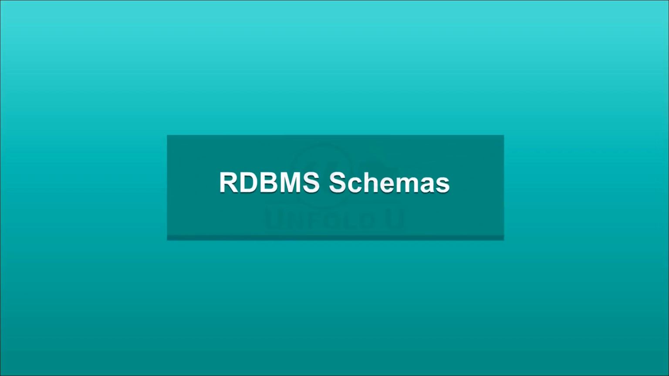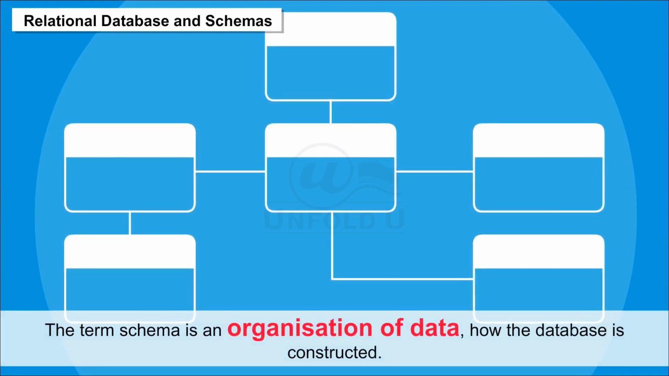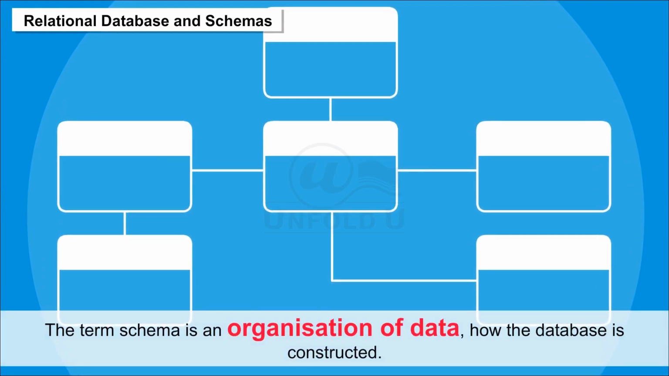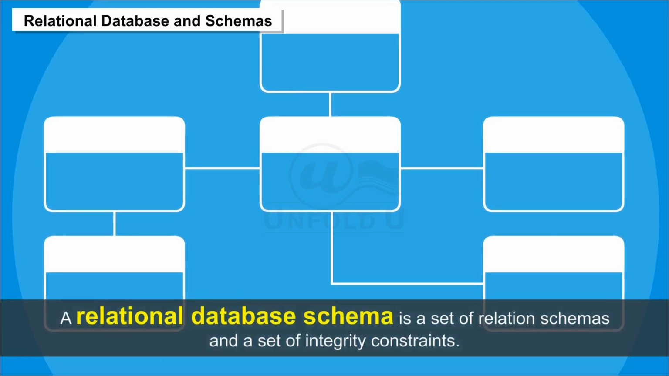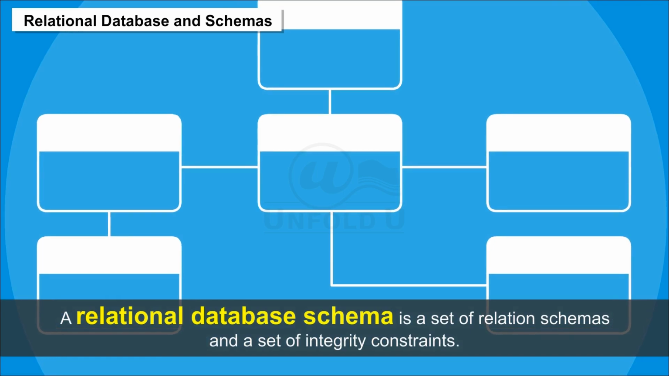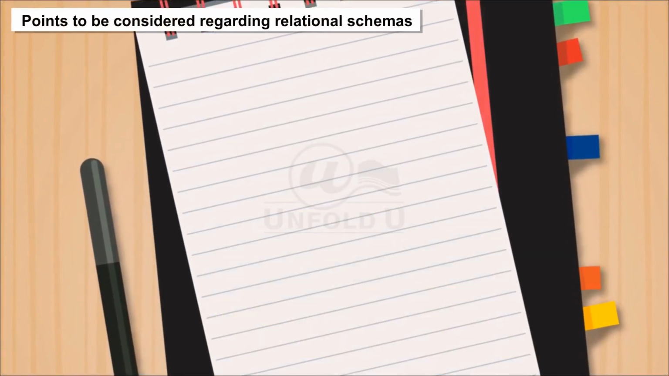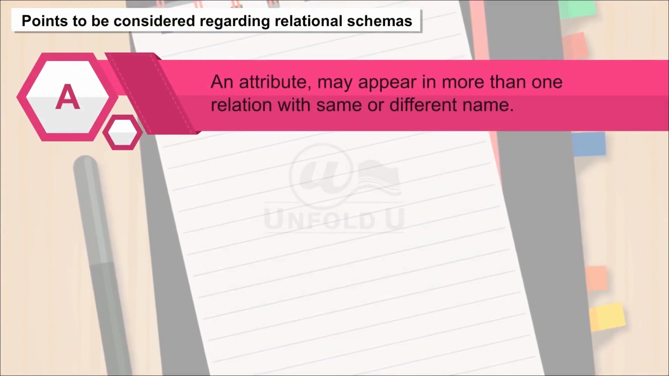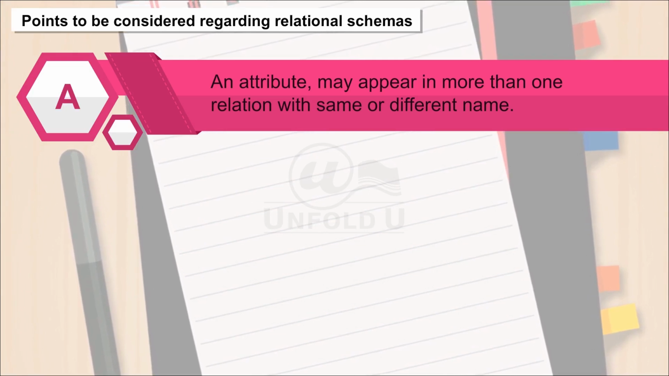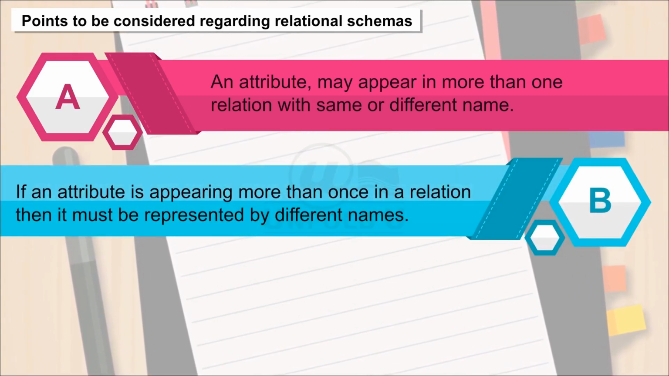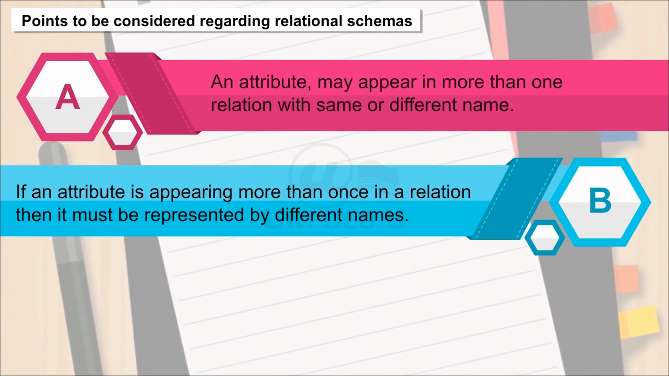RDBMS schemas. Relational database and schemas. The term schema is an organization of data, how the database is constructed. A relational database schema is a set of relation schemas and a set of integrity constraints. Points to be considered regarding relational schemas. A. An attribute may appear in more than one relation with the same or different name. B. If an attribute is appearing more than once in a relation, then it must be represented by different names.